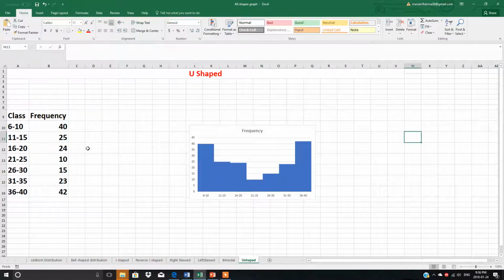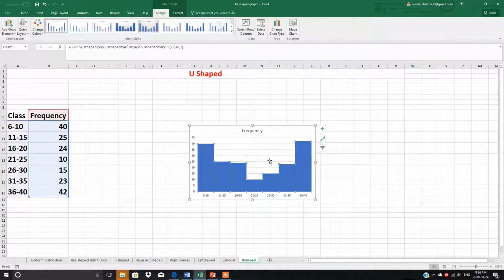So suppose you do not have this data available and someone asks you what you can analyze with the help of this, or what you conclude with the help of this distribution, so you can say this is the U-shaped distribution. But U-shaped distribution, bimodal, all shapes we will discuss in the next chapter in detail.